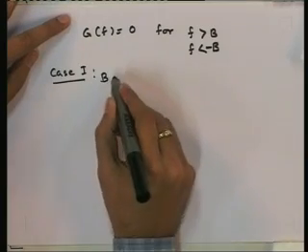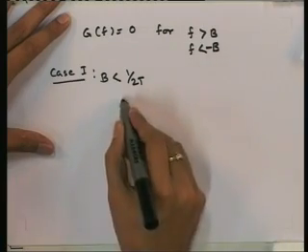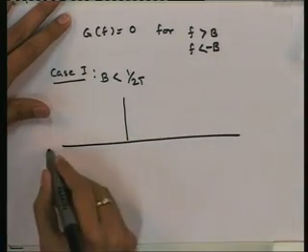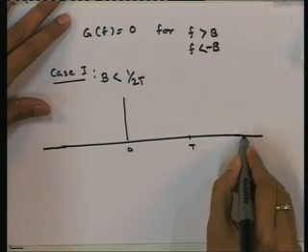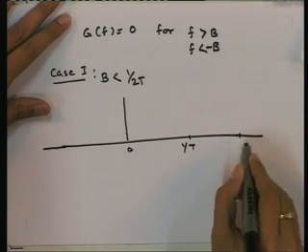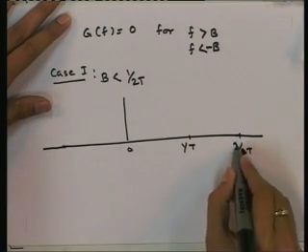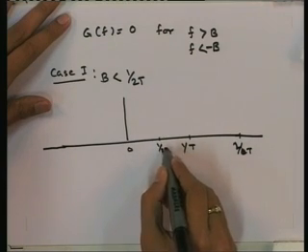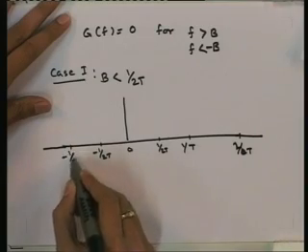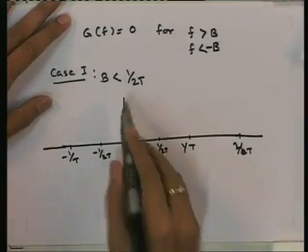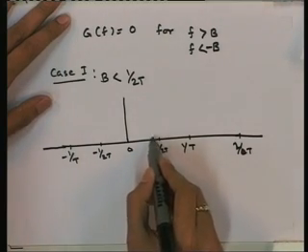B less than 1 by 2T. That means, on the frequency axis, this is 0, this is 1 by T, this is 1 by 2T, this is minus 1 by 2T, this is minus 1 by T and so on. So this case says the bandwidth of G(f) is below 1 by 2T. So it is something like this.